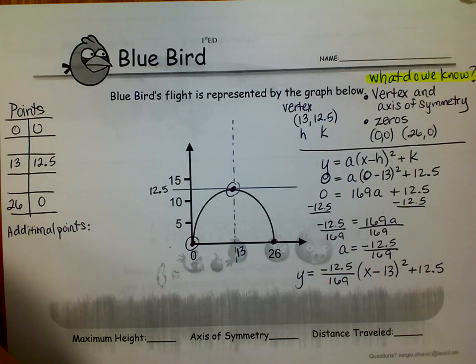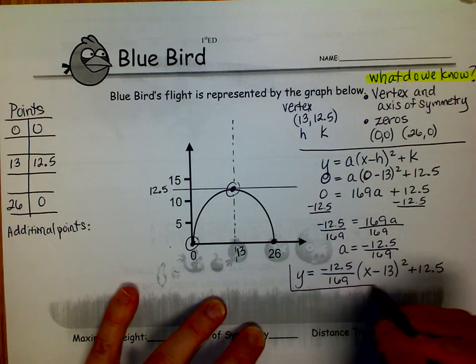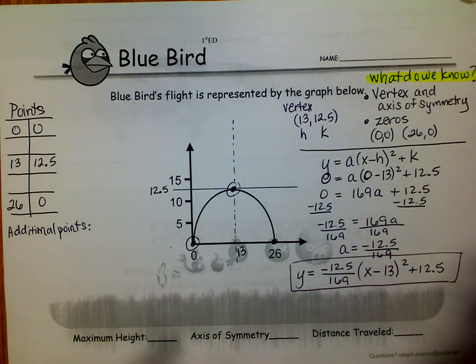And again, this is similar to what we did in the beginning of the year when we did linear equations and we solved for the b. We're just plugging in what we do know and solving for what we do not know. Okay, so we now have our vertex form of our equation that matches this quadratic relationship right here.